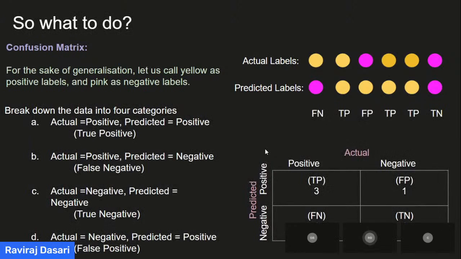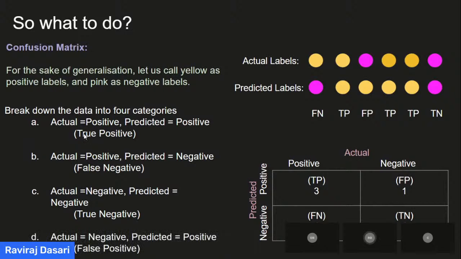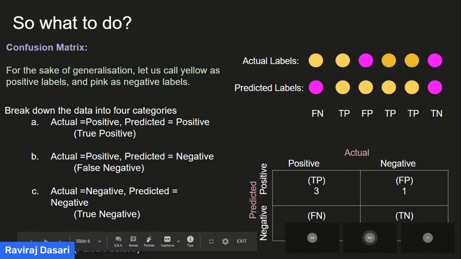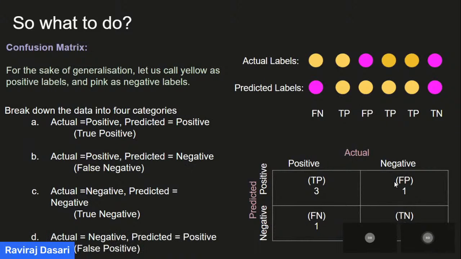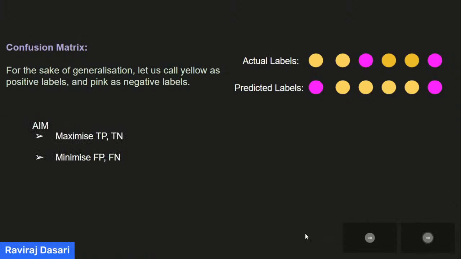So what is our goal here? Our goal is to increase the correct predictions and decrease the wrong predictions. What are the correct predictions? True positive and true negative are correct, and false positive and false negative are wrong. So we need to maximize TP and TN for any model, and FP and FN should be as low as possible. We need to minimize those FP and FN.